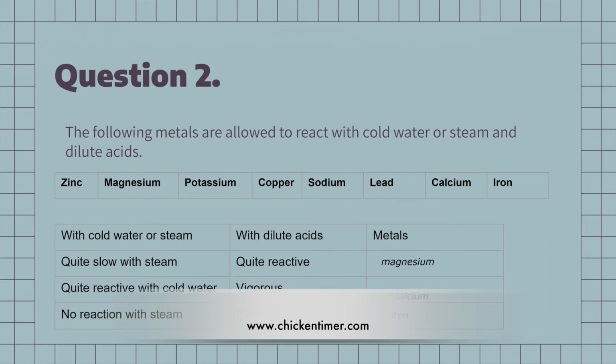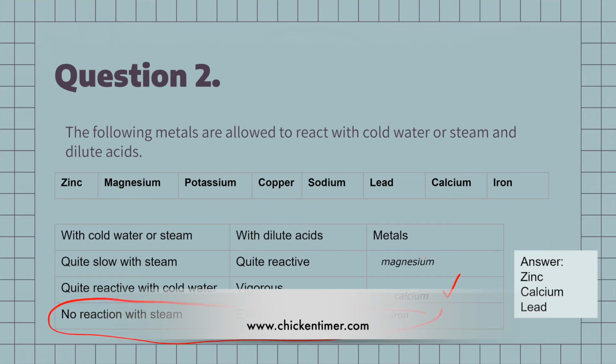Then next list. So you see there's one, no reaction with steam, and extremely slow with acids. Okay, let's check. First one is zinc. Second one is calcium. Last one is the one that I was hinting you just now. Extremely slow with acids. Then no reaction with steam. That one is lead.